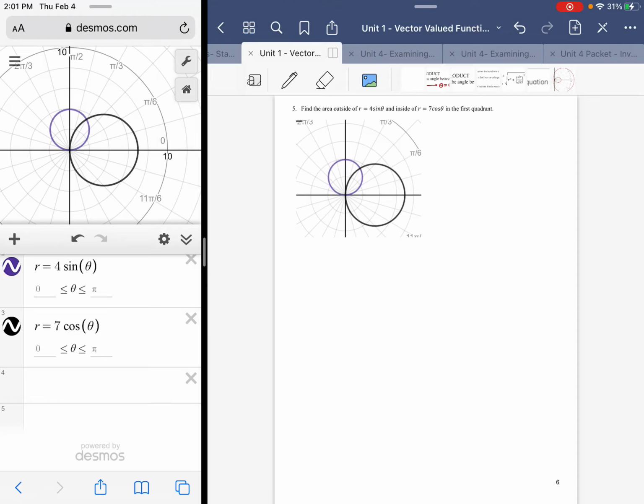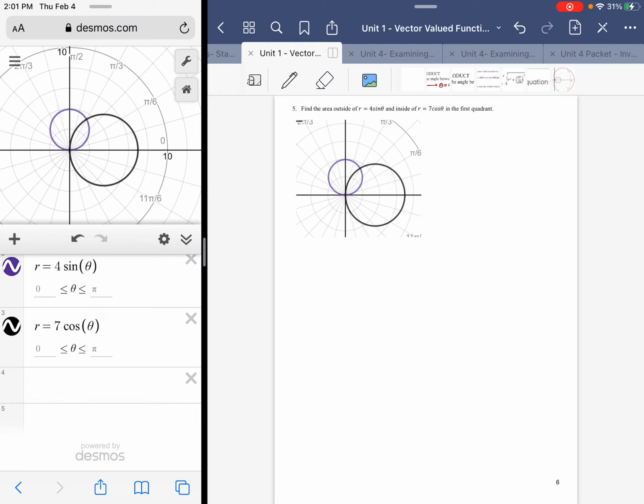Okay, so we're looking at page 6, number 5. I'm going to take this one from scratch. Find the area outside of r equals 4 sine theta and inside of 7 cosine theta in the first quadrant, so specifically in the first quadrant.